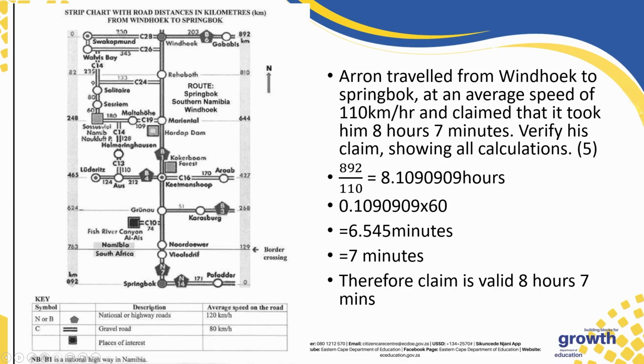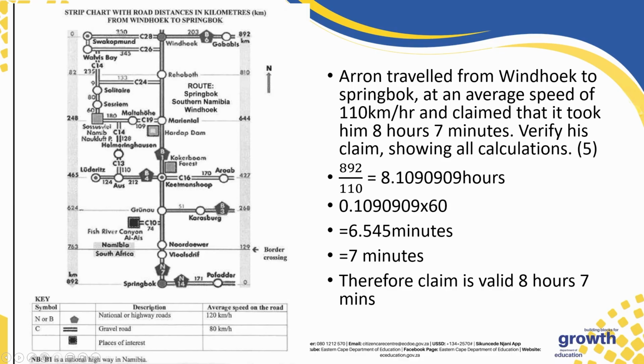It's 892 kilometers. Now, Aaron traveled from Windhoek to Springbok at an average speed of 110 kilometers per hour and claimed that it took him 8 hours, 7 minutes. Verify his claim showing all calculations, 5 marks. You are coming to the issue of distance, speed, time.